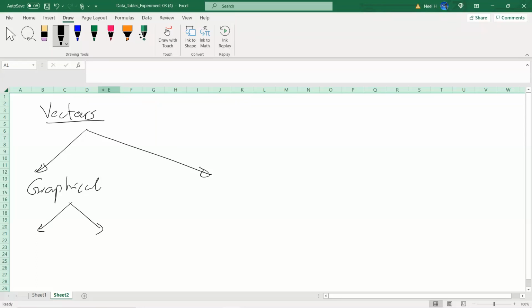One is the triangular method. Triangular means after I draw the diagram, I will end up with a triangle. Okay, that's the idea. The other one is the parallelogram method. Parallelogram means after I draw the diagram, I'm going to end up with a parallelogram.